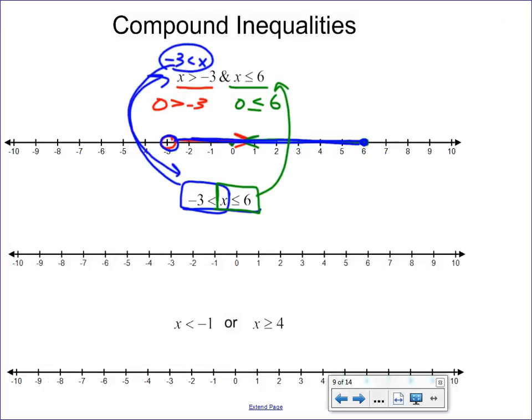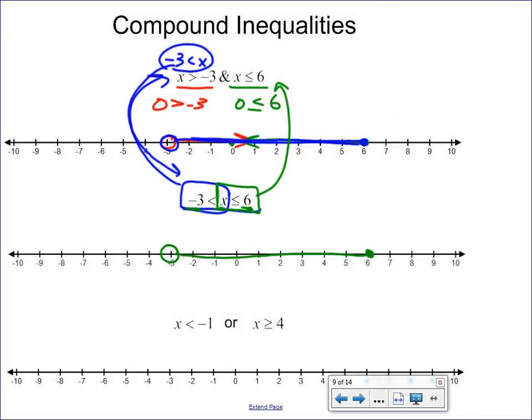And if we flip it, usually the smaller numbers are at the beginning, bigger numbers at the end typically. And if it's meeting both criteria, that variable will be in between. So we write that one just like this. It's greater than negative 3, but less than or equal to 6. So that's an and inequality. It meets both criteria.